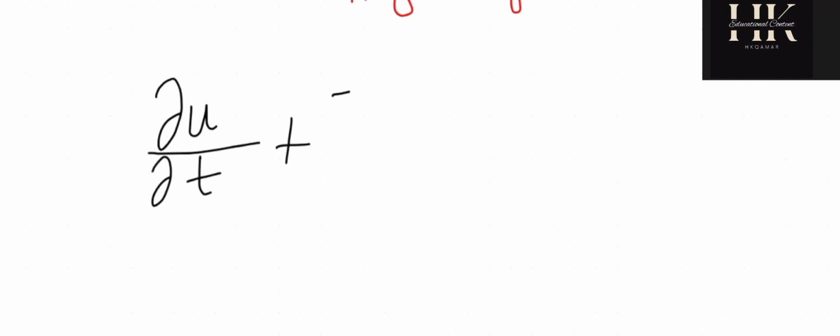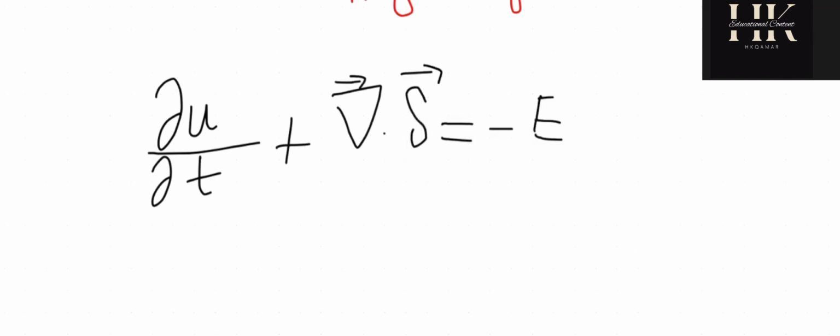Let's start with the overview and goal of the problem that we are going to solve. Here we want to show that ∂u/∂t plus del dot S equals minus E dot J. This equation is known as Poynting theorem or work-energy theorem of electrodynamics.